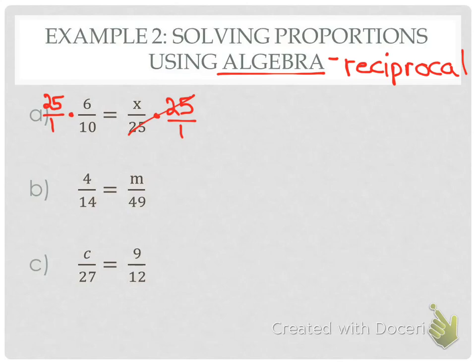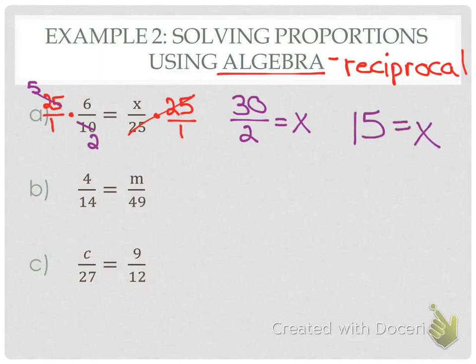Now, should I just do 25 times 6 now? Or is there something I can do to make it a little easier to solve? I can cross reduce, right? Okay. What can I cross reduce by? 25 and 10. I can cross reduce by 5. And now I'm left with 30 over 2 equals x. Well, can I simplify that even more? What's 30 divided by 2? 15. 15 equals x, or x equals 15, either one. Okay? And that's my answer.